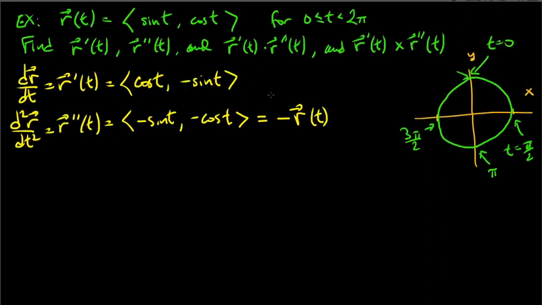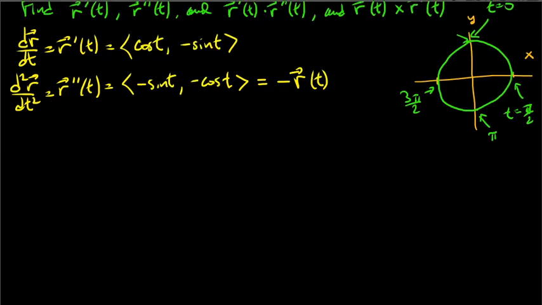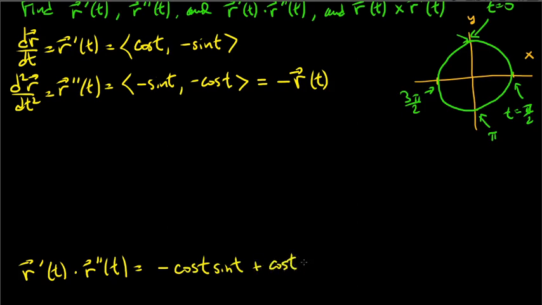What else do we want to do? We want to take the dot product of these two vectors, and I think we can do that. In fact, I'm going to do that way down here. Because this should be pretty easy. It's just going to be cosine times negative sine, so negative cosine times sine. And then plus a negative times a negative is positive, sine times cosine, or cosine times sine, same thing. And you just get negative 1 plus 1 is 0. So the dot product here is 0.